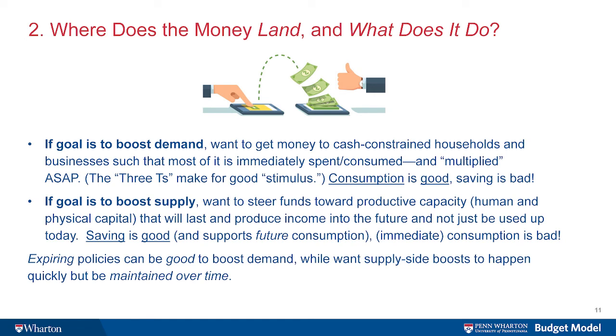Expiring policies, I mentioned temporary as a good quality of a stimulus policy. Expiring policies can be good to boost demand because if you know they're going to expire, like a temporary tax cut, you're more inclined to bring forward consumption. While with supply side policies, you might want them to happen quickly, like you might want an investment to take effect quickly and build productive capacity fast, but you'd want it to be maintained over time. You don't want it to go away. You're not just trying to shift forward supply side capacity. You're trying to build supply side capacity that sticks around in the future.